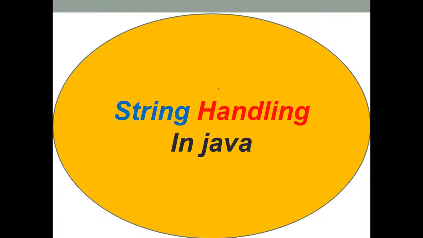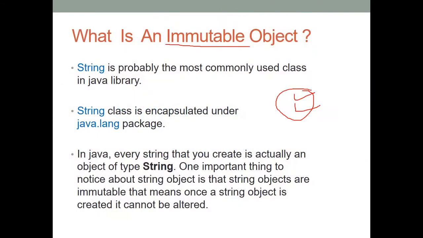Today's topic is string handling. Today I'm going to discuss a very important question about strings. My first question is, what is immutable? How do you make an object and a class immutable? First I'm going to discuss what is immutable.